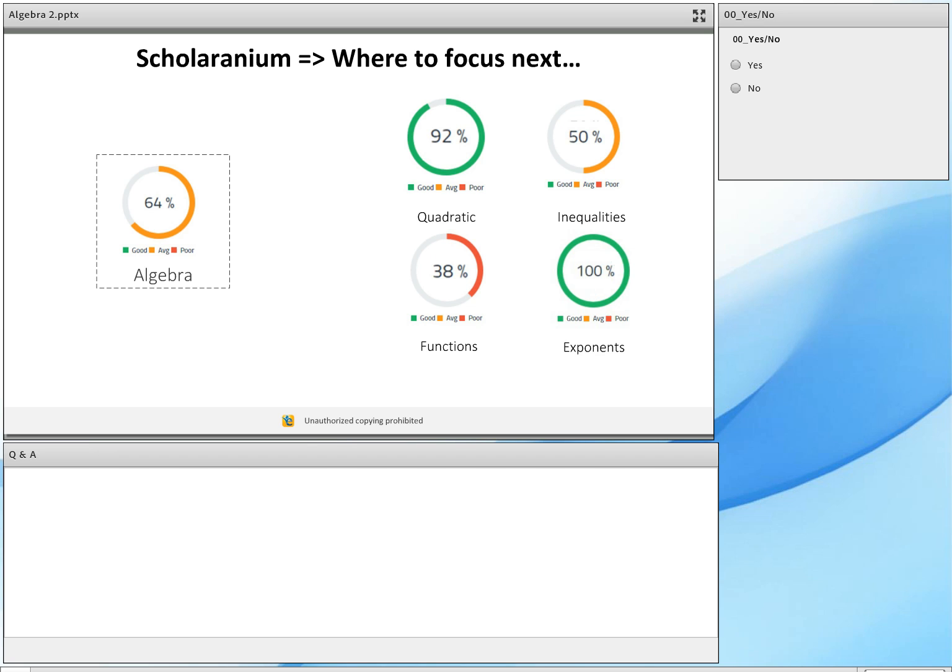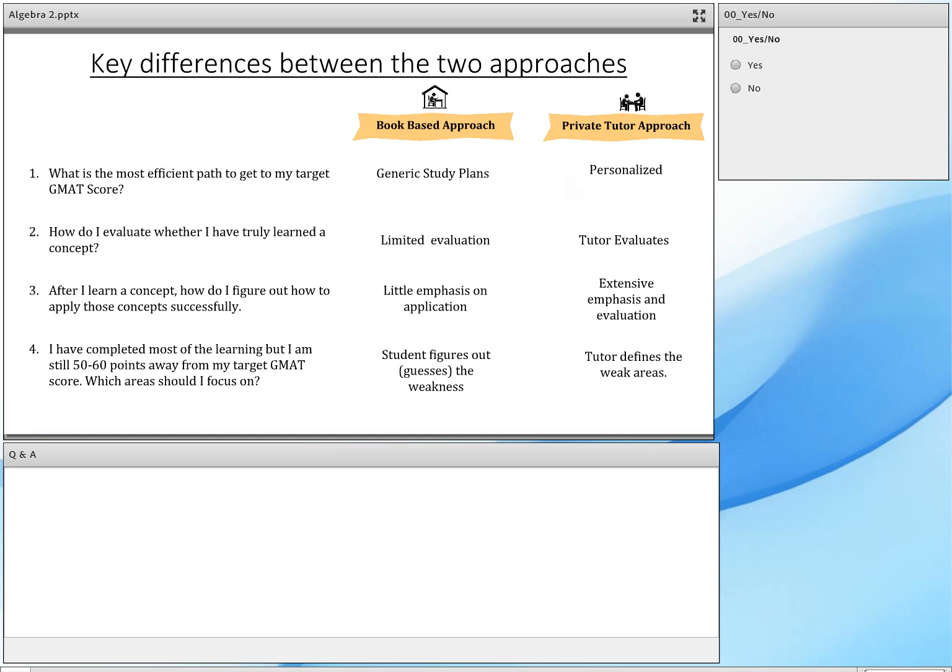For example, in this case, the student has improved from a 40 to 64 percentile, right? Now, from Scholaranium Analytics, it is clear that to achieve that 83 percentile, this student needs to improve in functions and inequalities. Therefore, this student has a clear path to go from 64 percentile to 83 percentile. Now you can understand why e-GMAT is a lot more like a private tutor instead of a book.